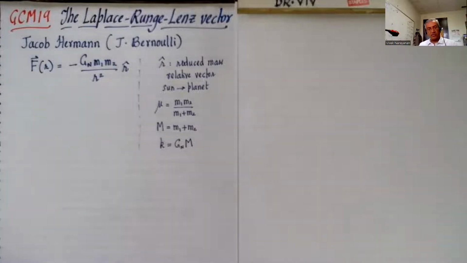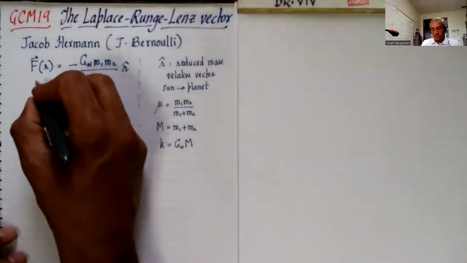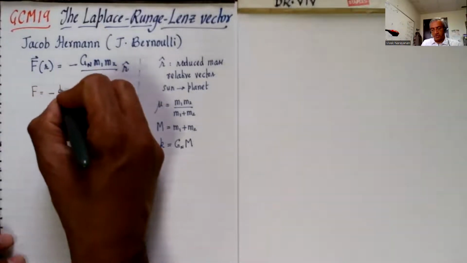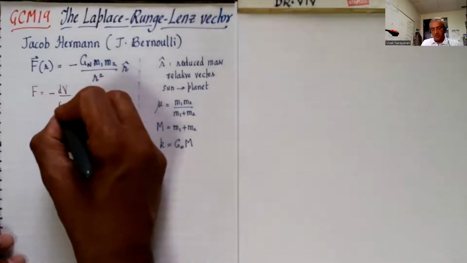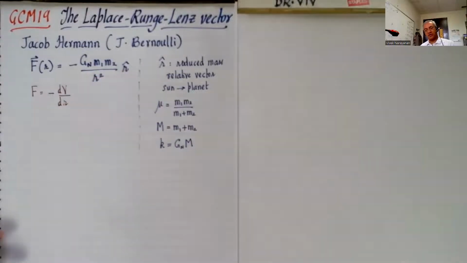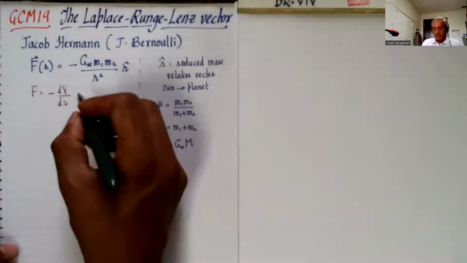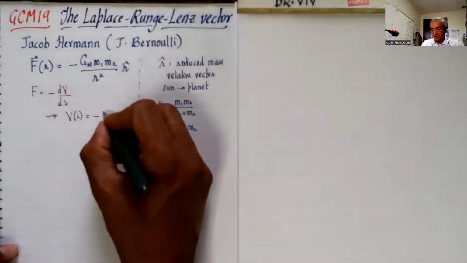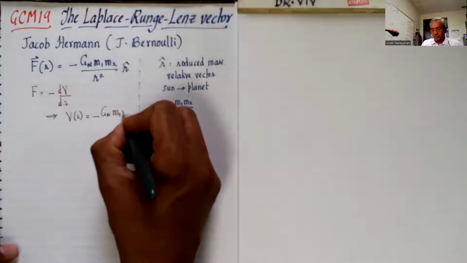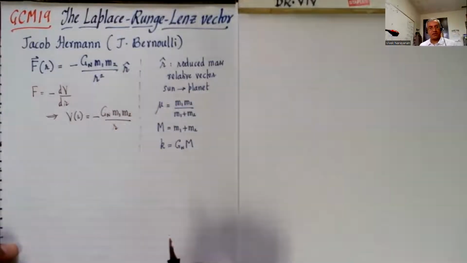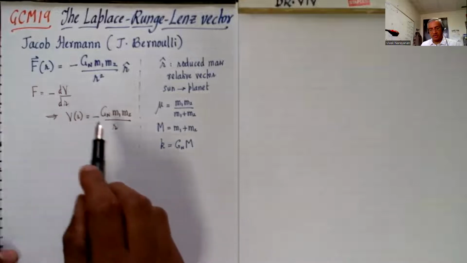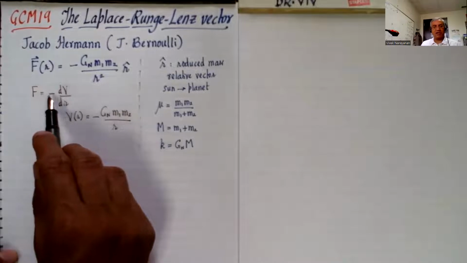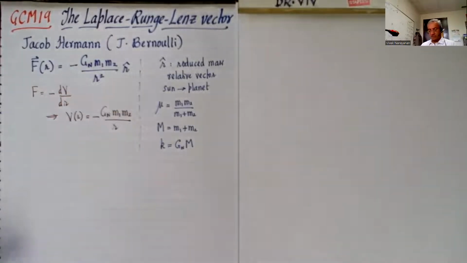So associated to this force, because the force is the negative derivative of the potential energy, where capital V stands for the potential energy, we have the potential energy of the two-body problem, and that is negative G Newton m1 m2 divided by r. Quickly verify, if I take d by dr, I get 1 over r squared with a negative sign, which cancels this negative sign, but because of that negative sign, it comes back. So that's what we have.